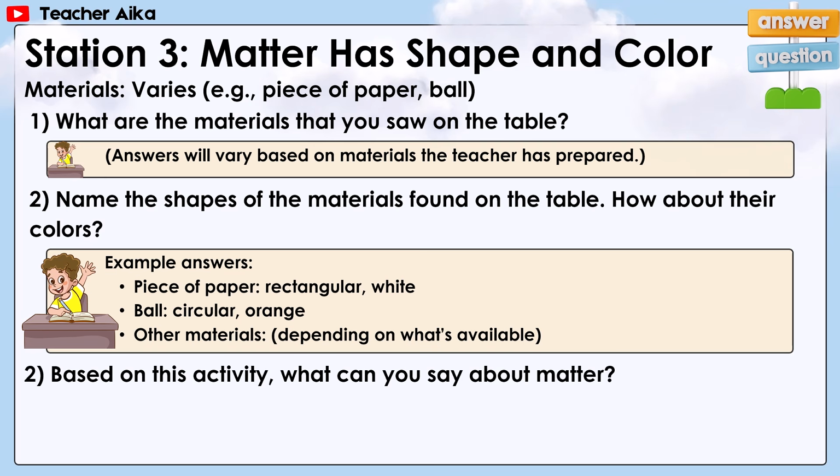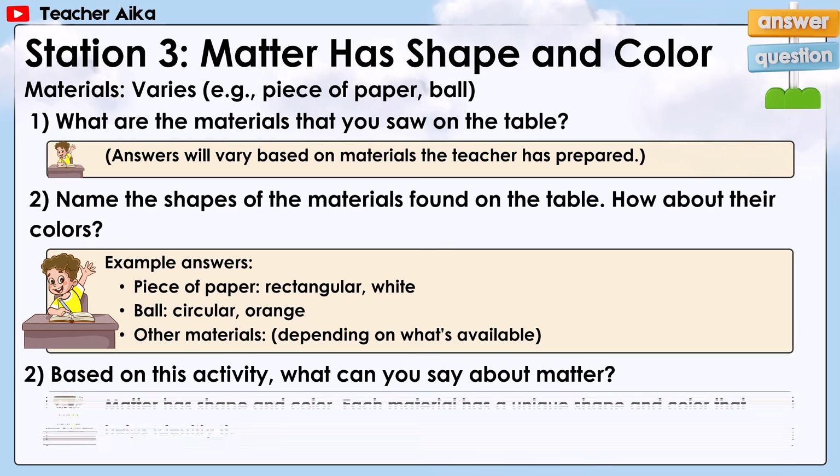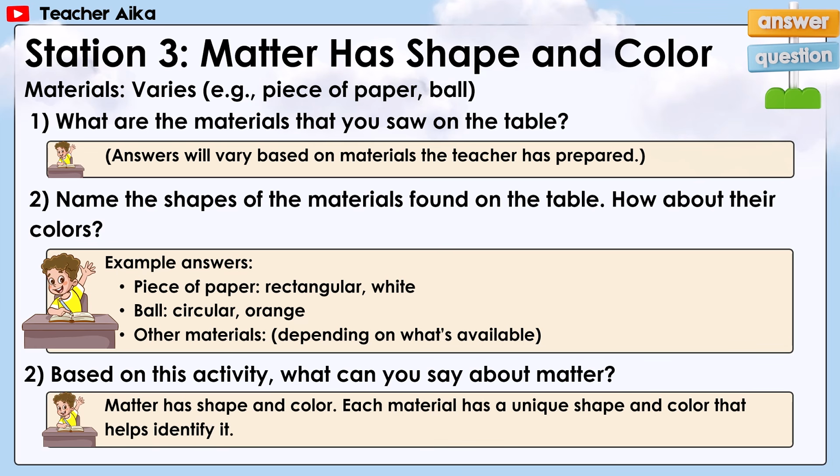Number 3. Based on this activity, what can you say about matter? The answer: matter has shape and color. Each material has a unique shape and color that helps identify it.